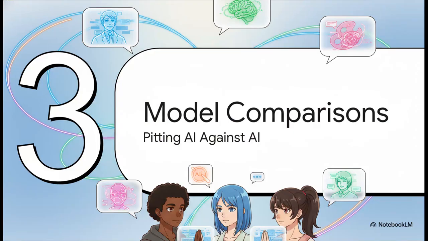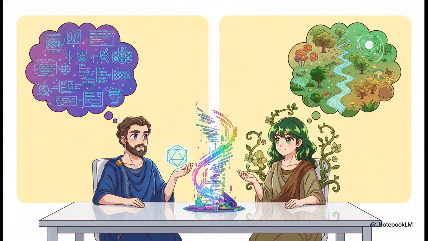Section 3. Group chats and model comparisons. Pitting AI against AI. Okay, this is where Odysius genuinely flexes its muscles. Instead of just talking to one persona, you can pull them all into a group chat, running multiple models or personas at exactly the same time to compare their logic side by side.